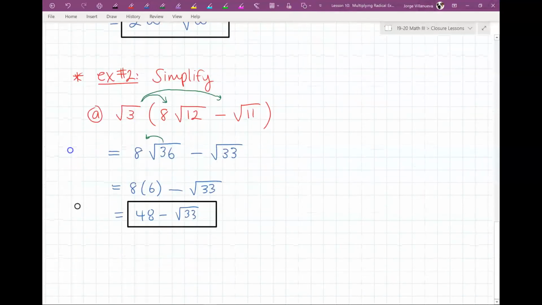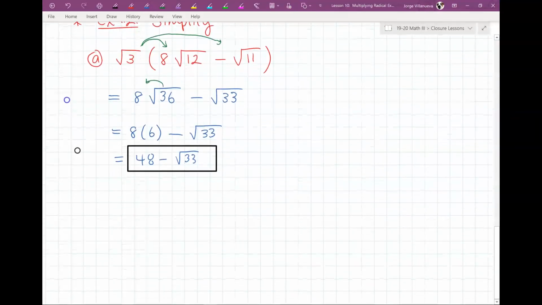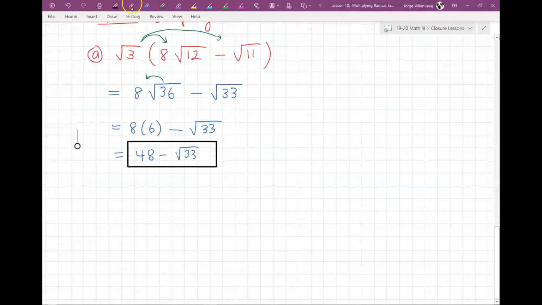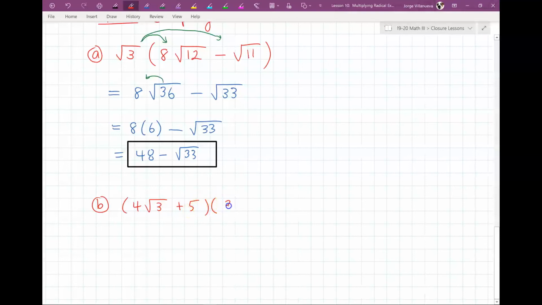Okay, so you might say that's not so bad. It isn't really bad, but sometimes they look a little intimidating. So look at this one right here: 4 radical 3 plus 5 times 3 plus 4 radical 6.